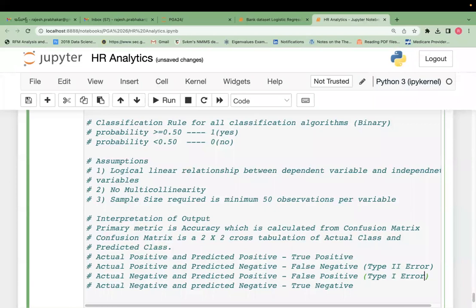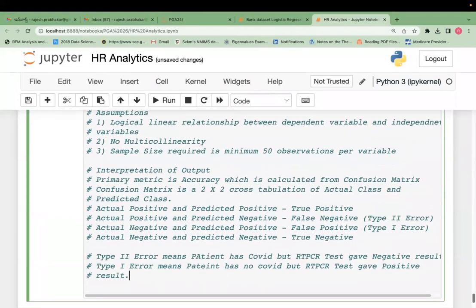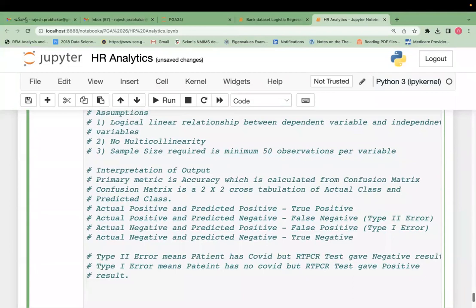So type 2 error is a very, very dangerous situation. A common interview question will be which is more dangerous, type 2 error or type 1 error. Type 2 is more dangerous. Patient has COVID, but RT-PCR gave negative.